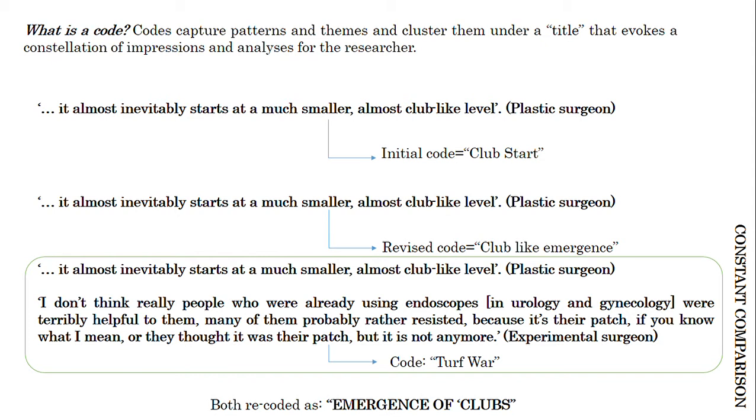The first order was when you go to the field, collect data, do constant comparison, and create a lot of codes. They are just aggregated, they are not arranged. When they are arranged and together represent all these codes which were collected in the first go, then it is called second order codes. And here the example is emergence of club. So when we combine club start, club emergence, and turf war, we found that all three talk about basically emergence of club. Let's move further.